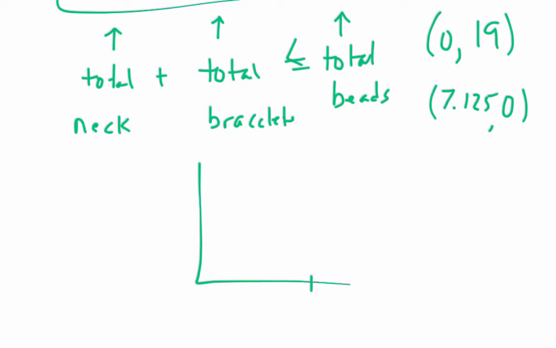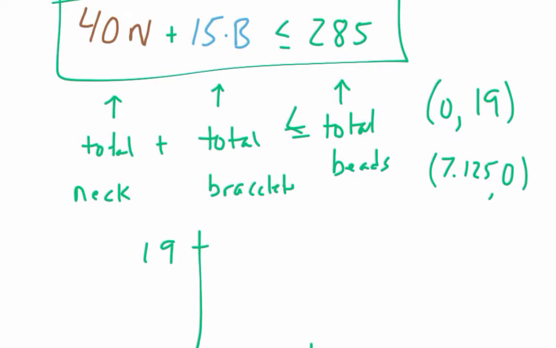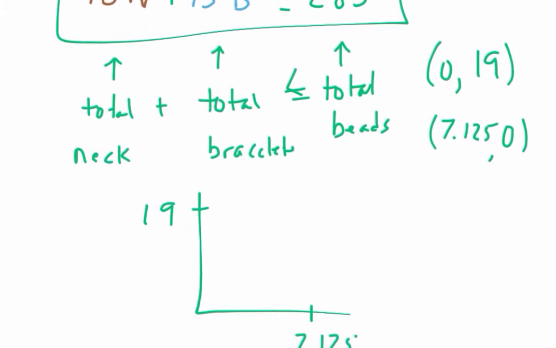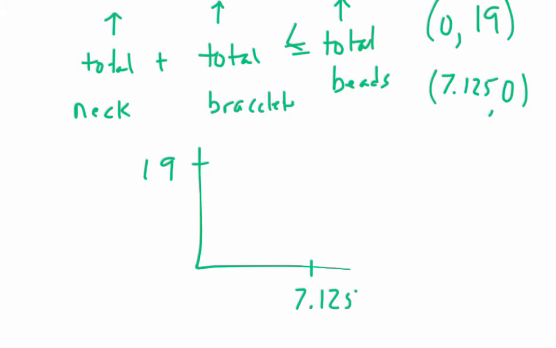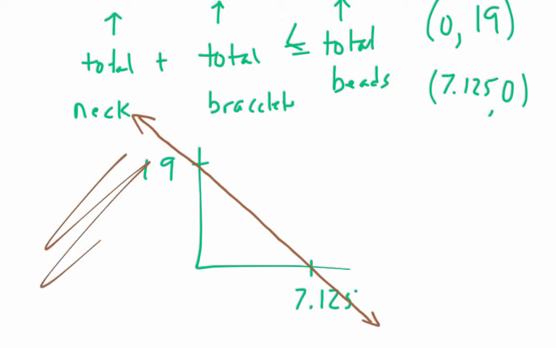So we have two things. One, this point's going to be 7.125. This point here is going to be 19. Solid boundary line or dashed boundary line? Solid, right? And I kind of gave it away a little bit by the graph that I drew. But if we go through, we're going to find out that we need to shade this side here.